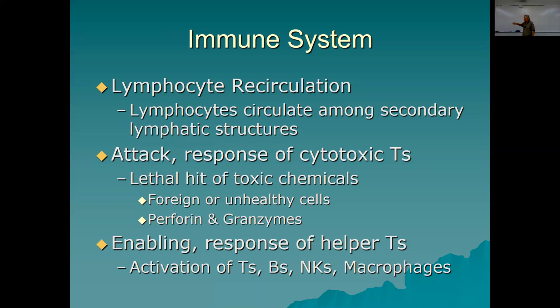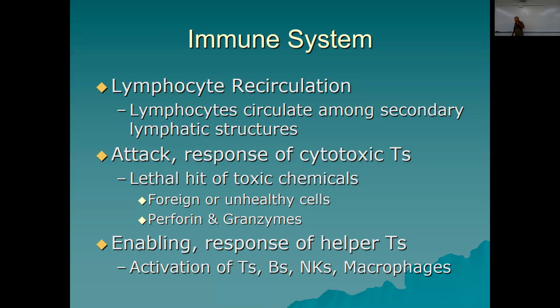lymphocyte recirculation. Lymphocytes circulate among secondary lymphatic structures. The response of the cytotoxic T cells, remember, is a lethal hit of toxic chemicals. On foreign or unhealthy cells, it secretes perforins that make a hole in the membrane of the unhealthy cell. The cytotoxic T cell also secretes granzymes that enter the cell through this hole, chew up the cell, and destroy it.